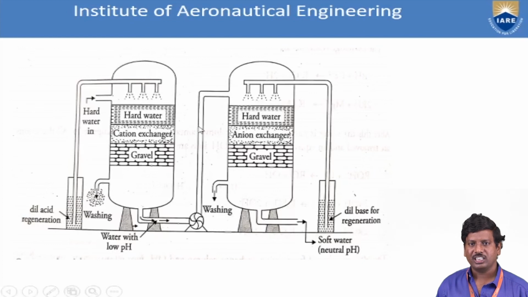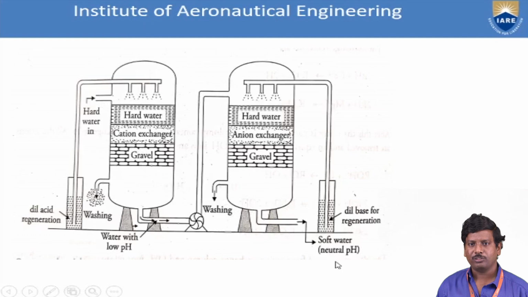That means initially the sample of water is introduced through the hard water inlet on the left side into the cation exchange chamber. With the help of the gravel and cation exchange resins, the calcium and magnesium salts are replaced. After that, it is introduced into the anion exchange region, and salts like chlorides and sulfates are removed there. After that, we get soft water at neutral pH, which should be equal to 7.